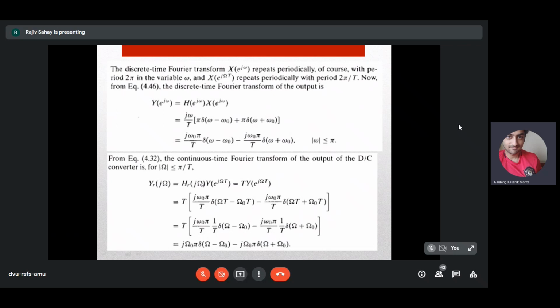In a D2A converter, you want to use the ideal interpolation formula. So you have the sinc function as the reconstruction filter, which in the frequency domain is an ideal low pass filter with a magnitude T. That is what comes here. So T gets multiplied with Y(e^{jΩT}), which is this entire expression.